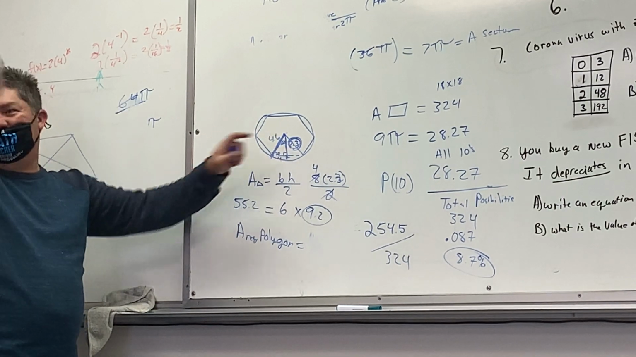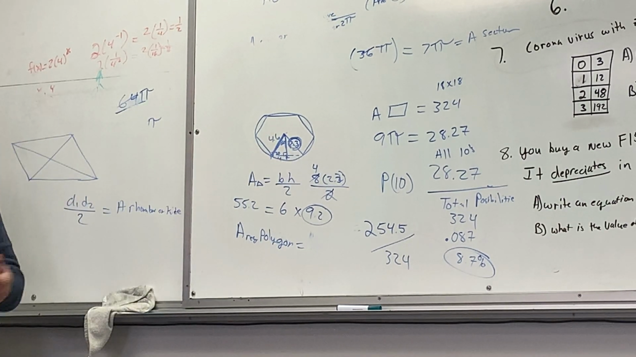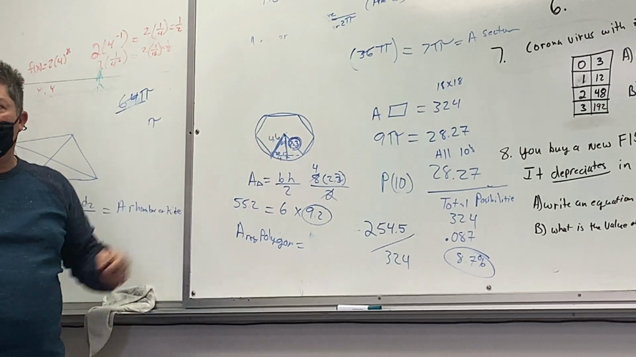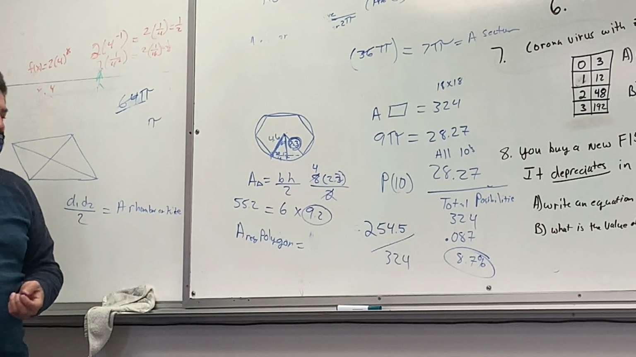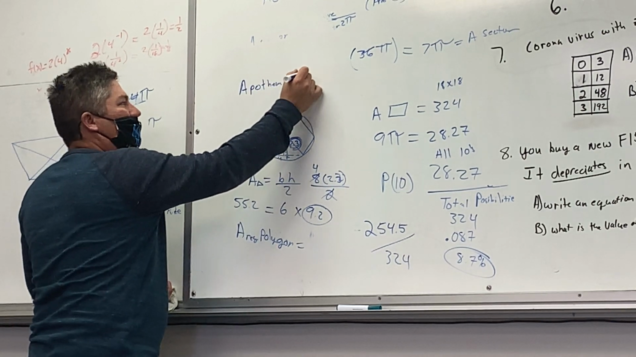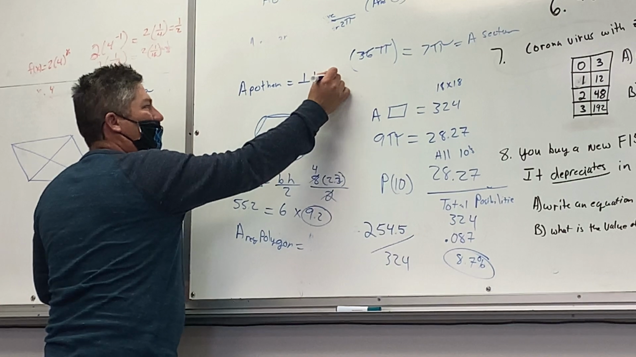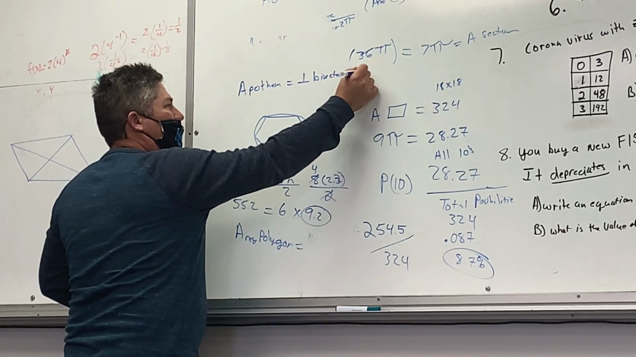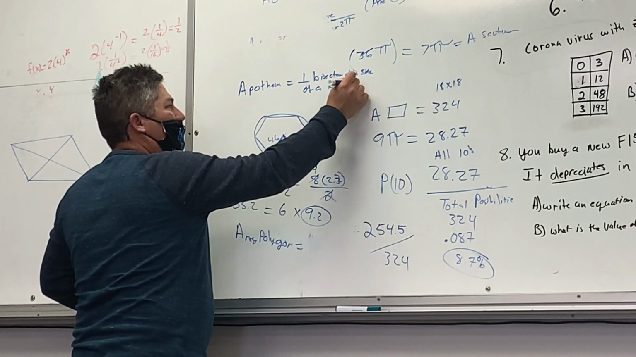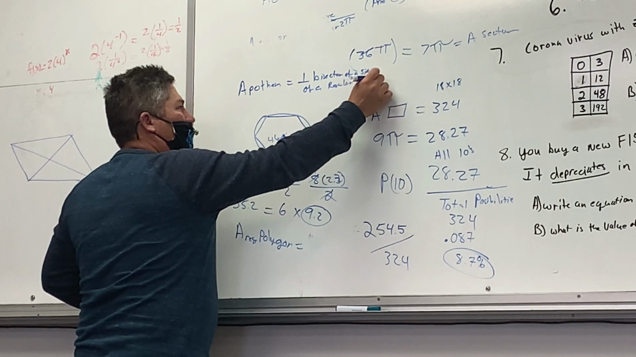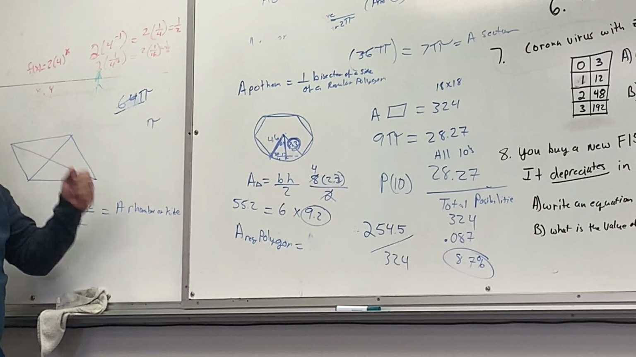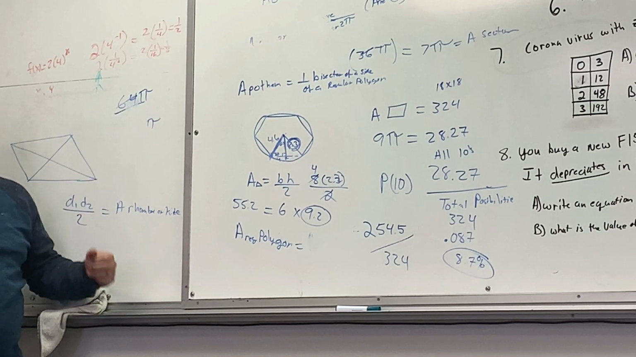The apothem. That's what the apothem is. The apothem is actually this perpendicular value to a side, perpendicular bisector to a side. So you might want to write that in your notes. An apothem is the perpendicular bisector of a side of a regular polygon. That's the apothem. Okay? So the apothem is the perpendicular bisector of a side of a regular polygon.